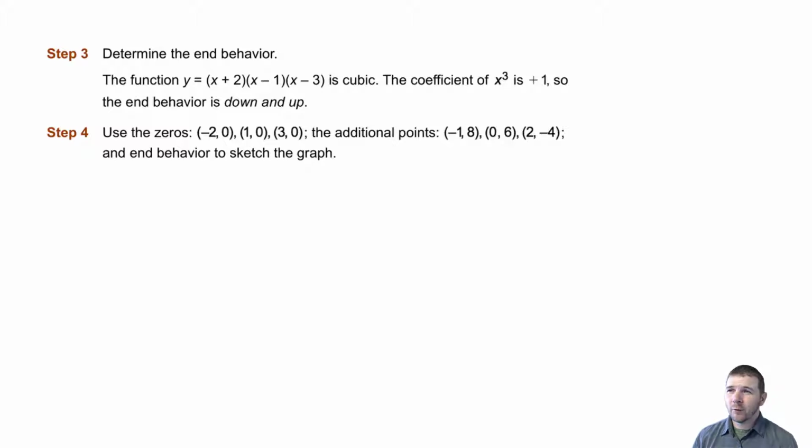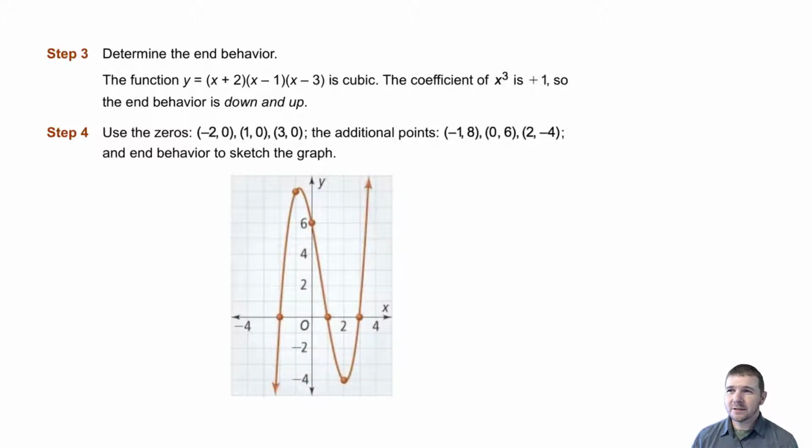Step 4. We'll use the information gathered thus far: the zeros at the points -2, 0, 1, 0, and 3, 0, the additional points that we computed, -1, 8, 0, 6, and 2, -4, and the end behavior that we found to sketch the graph. Plotting the points, noting the end behavior, and connecting the points with smooth curves, and of course adding arrows at the ends.